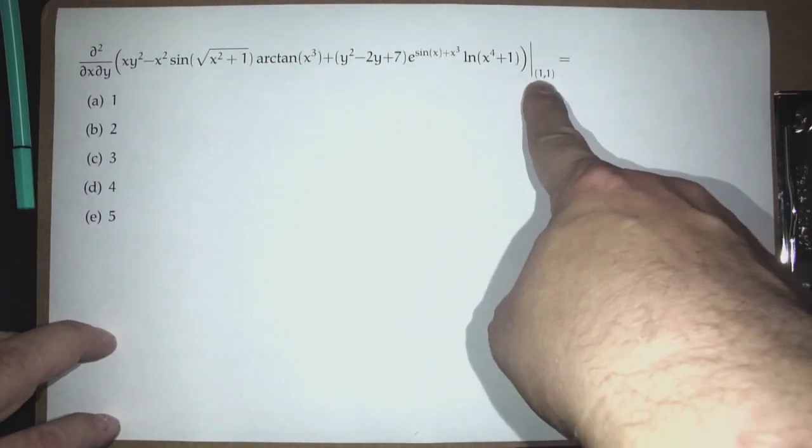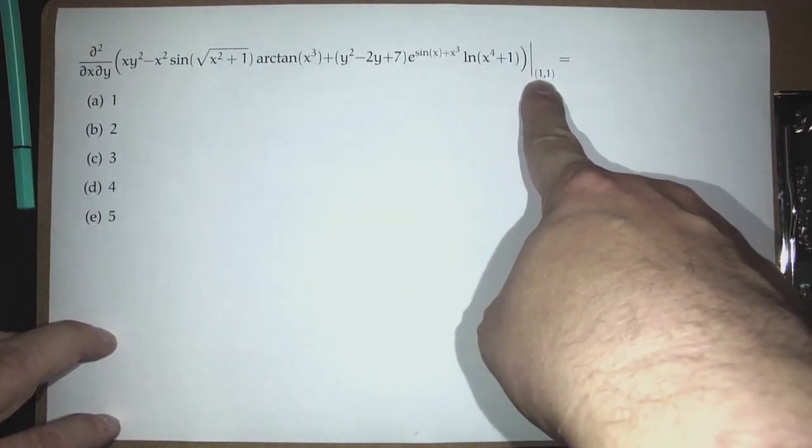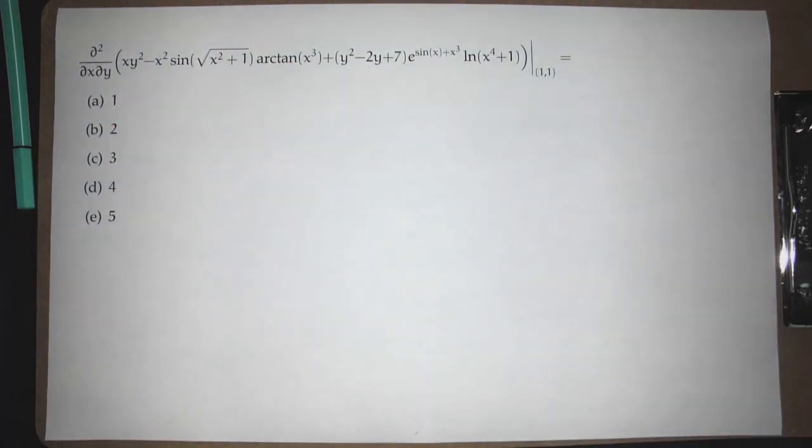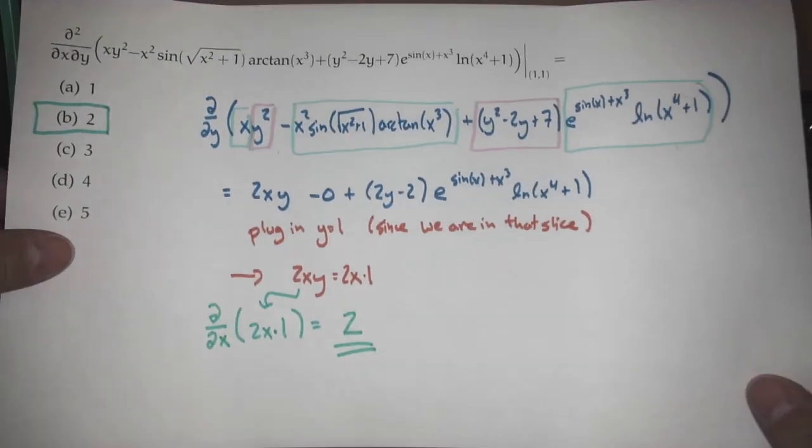This notation says to do what? Plug in. You're evaluating it. And our options are 1, 2, 3, 4, or 5. What's the answer? Two is the answer.